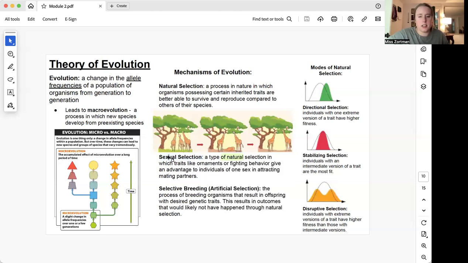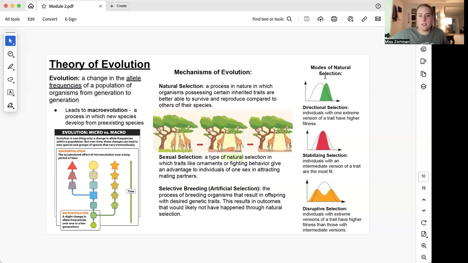Sexual selection is a type where the traits that are favored within a population by reproductive partners are going to be the traits that survive. And then selective breeding, or artificial selection, is where humans specifically choose the traits that they want to influence the outcome of further generations. This happens a lot with crops, and with pets, where we are choosing the outcome of the generations instead of the animal themselves.